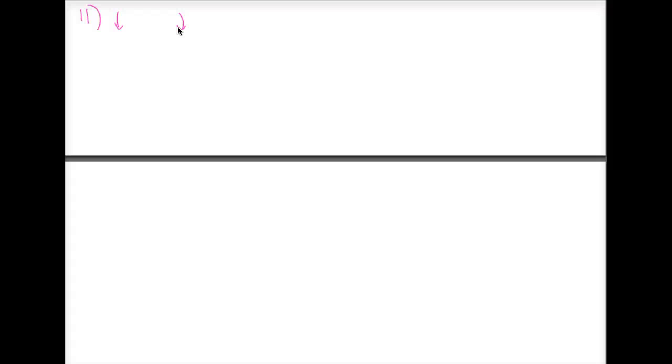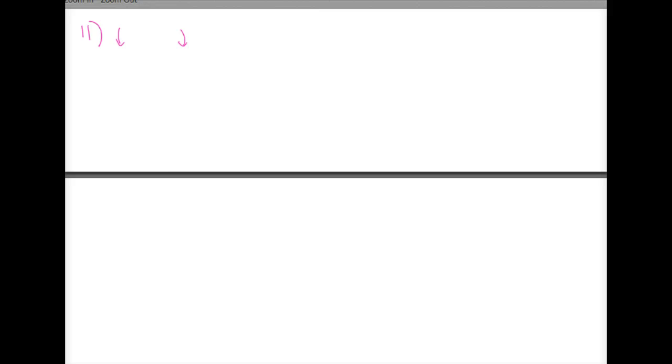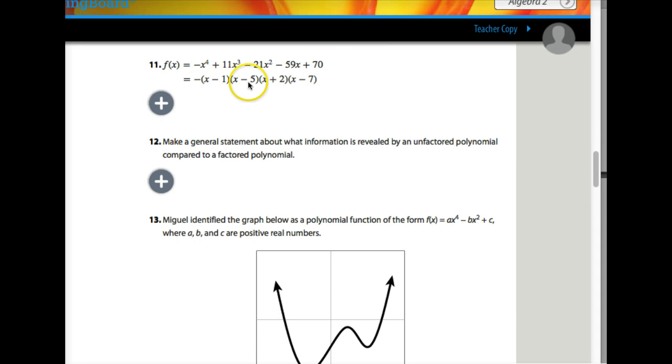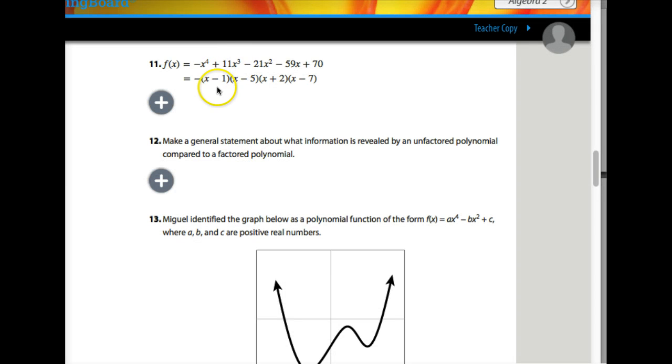I have to have all of the x and y intercepts with algebraic work. Now, obviously, they've already done a lot of the algebraic work for you, so all you really need to do here is to copy the factored version. So that's negative, we've got x minus 1, x minus 5, x plus 2, and x minus 7. I'm just going to double check that: minus 1, minus 5, plus 2, minus 7.